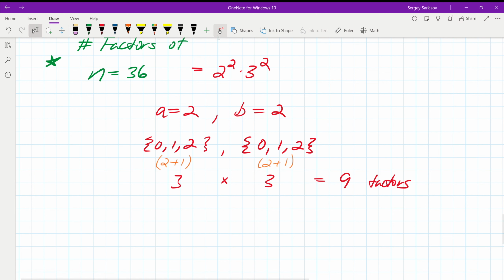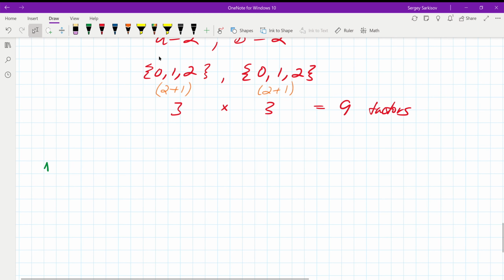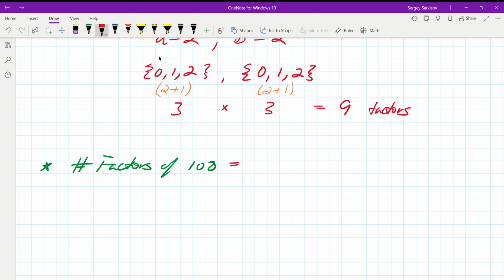So let's do another, and then we'll do one final example. So this one, let me show you. Number of factors of 108, which was what? 108 was 36 times a 3, so we have an extra 3. So it's 2 squared times 3 cubed, okay, everyone? Yeah, that's what it is, right? You can check it out. 4 times 27, right?